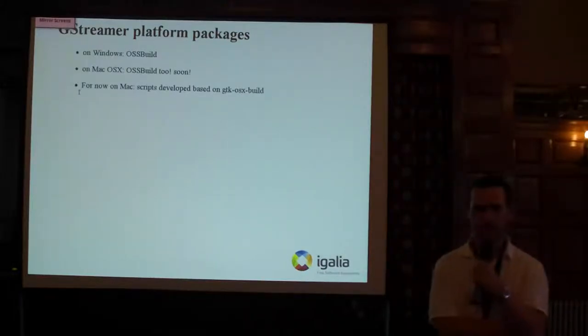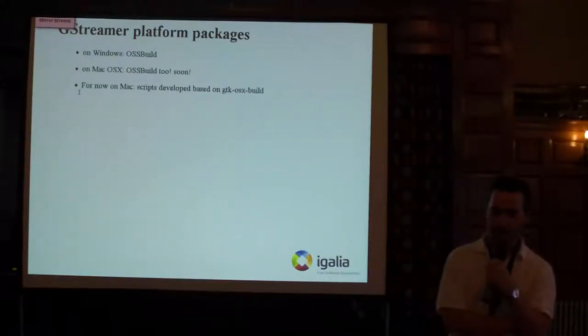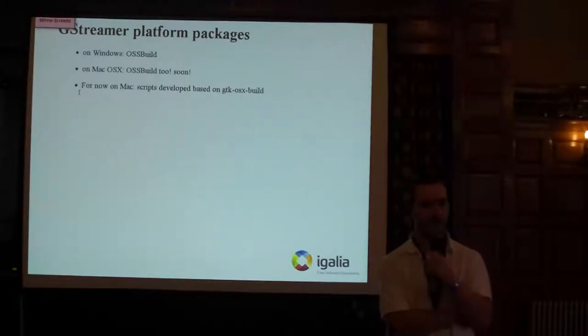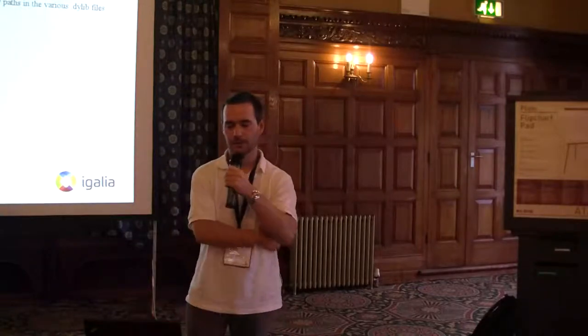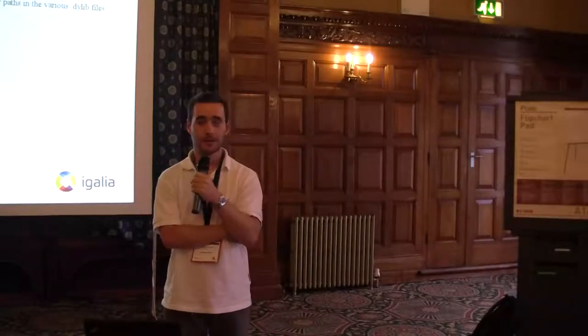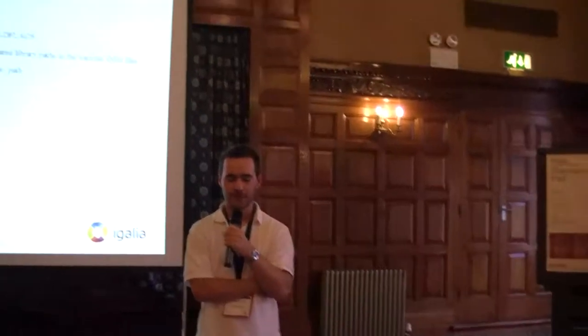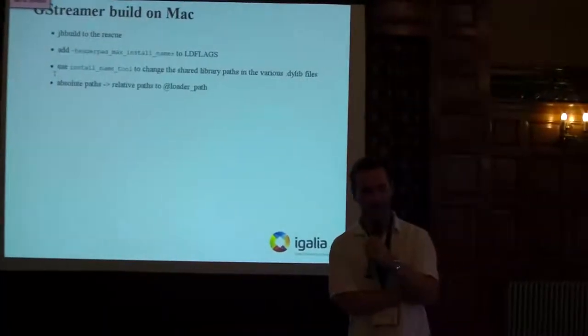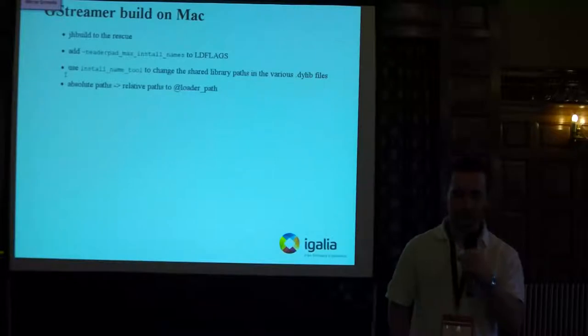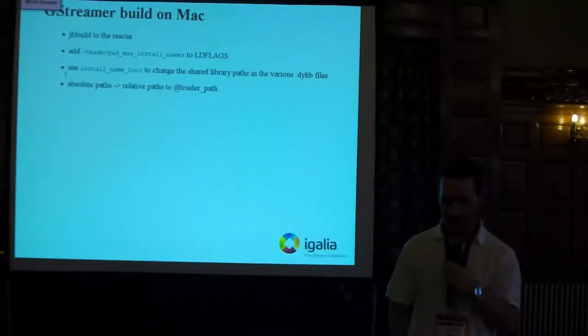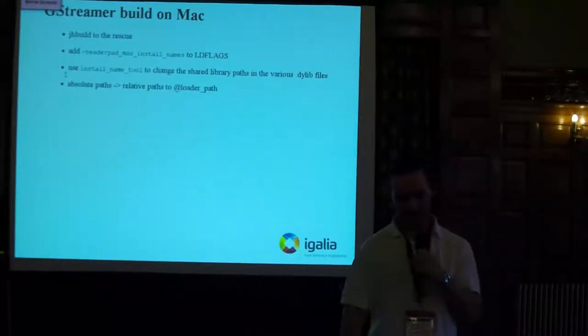On Mac, it's a bit more complicated, well, for now. I would like to be able to use OSS build as well. There has been some development recently on that field, but it's not there yet. So when I did the porting on Mac, I just built everything myself with JHBuild. And with some tricks, like at link, you need to add new options like header path, max instance names. And then when you build the GStreamer framework, you need to relocate, change the path inside each dynamic library. So it's a bit cumbersome, but it works.